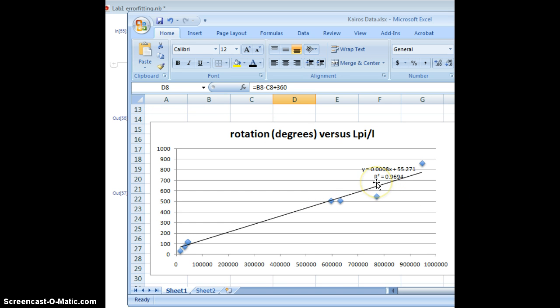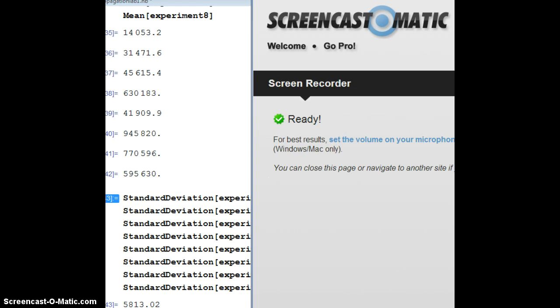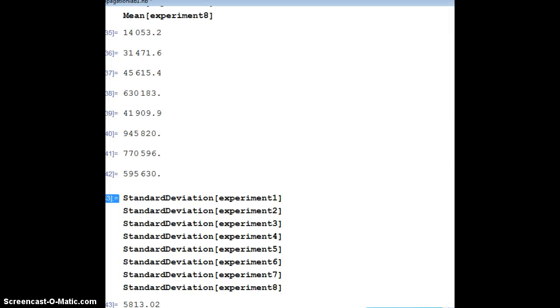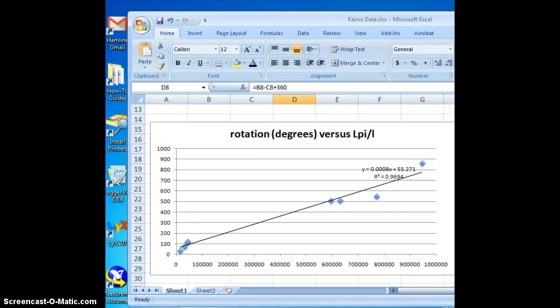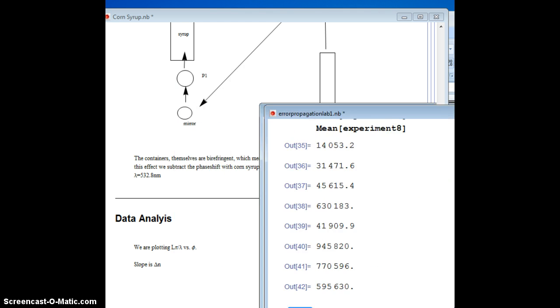This data has not been propagated. The errors haven't been propagated yet, but we can already see that most likely our slope, which is our value for, let me go back to. Which page? So we're plotting L pi divided by lambda, and so the slope is the difference in index of refraction, right and left. So that's that.